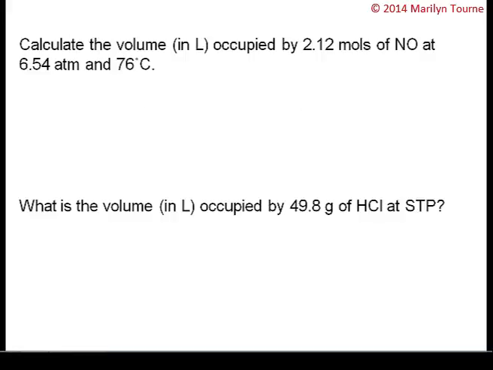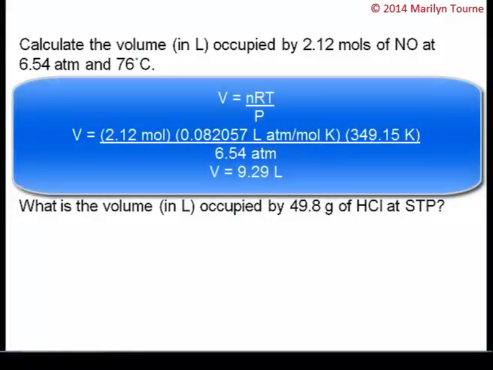Let's do 2 of them right here. Calculate the volume in liters occupied by 2.12 moles of nitric oxide at 6.54 atm and 76 degrees Celsius. This is a plug and chug. What they're looking for is volume. So I start with PV = nRT, and then I solve for volume. That makes V equal to nRT over P. And then I just plug everybody in.